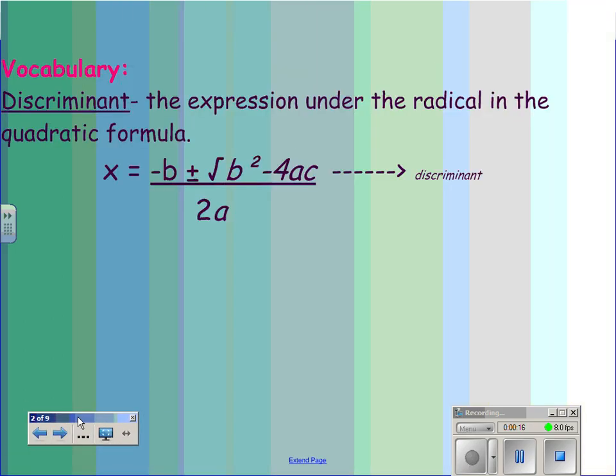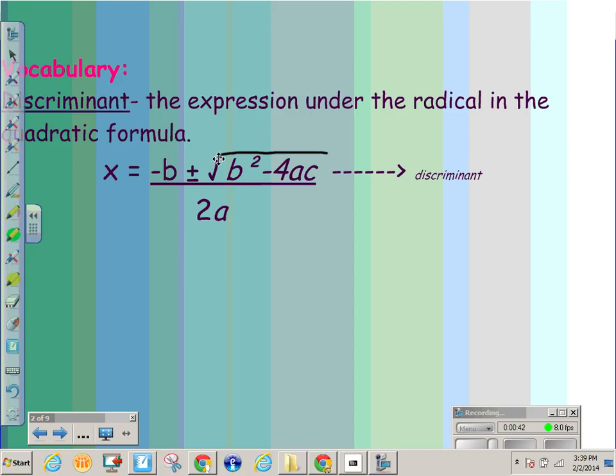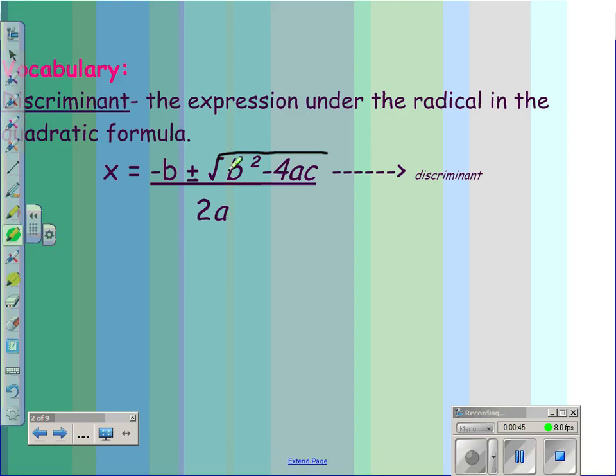Here is the discriminant, and you may notice a connection between the discriminant and the quadratic formula. The expression under the radical in the quadratic formula is the discriminant. We've already learned the quadratic formula, negative b plus or minus the square root of b squared minus 4ac. So I'm just going to extend my radical sign here all over to a. Well, the discriminant is simply b squared minus 4ac. We're going to use that expression to make some determinations about how many solutions a polynomial has.